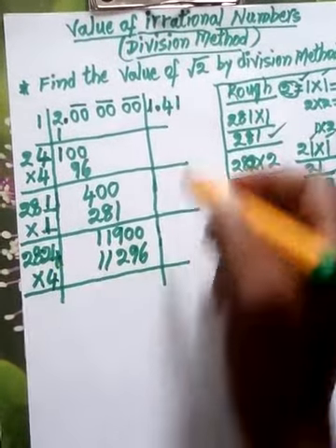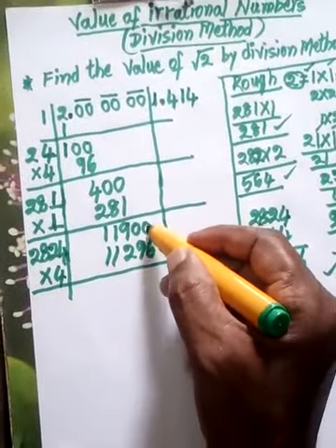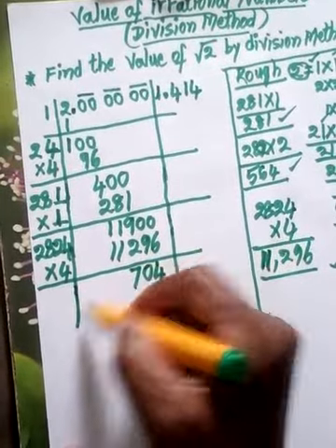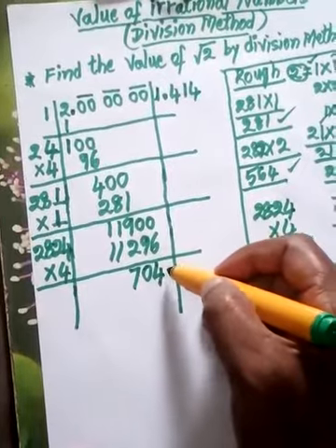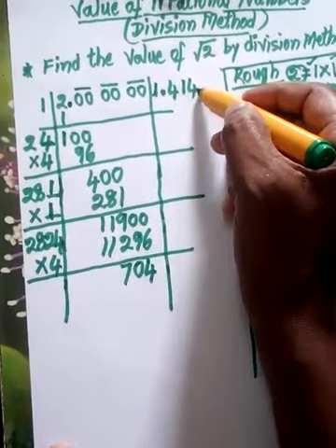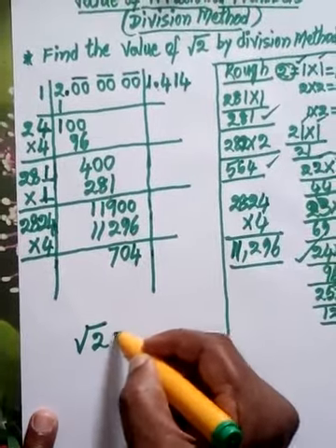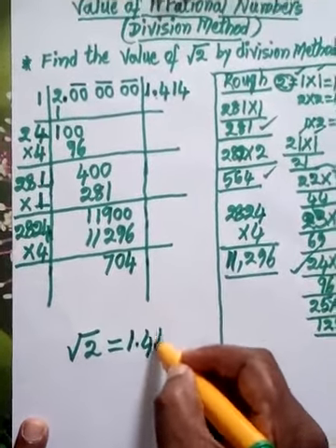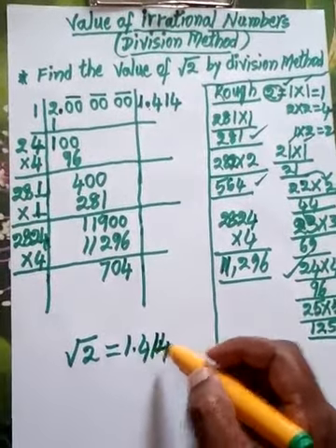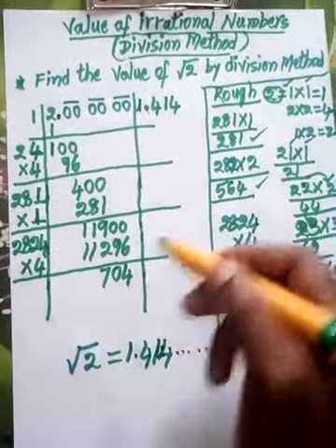It is multiplied by 4. Let's write 4 in the quotient place. So we will get the remainder as 407. We need not take another 2 zeros because it is asked only to find 3 places after decimal. So the value of root 2 is equal to 1.414. This is not the exact value, this is only an approximate value because there are so many places we will get.